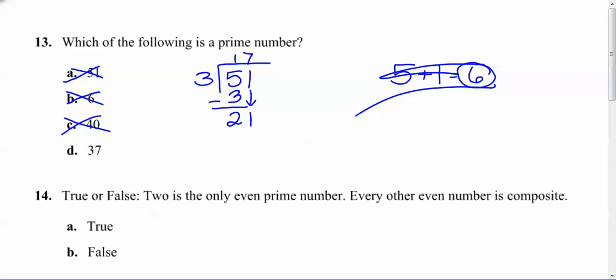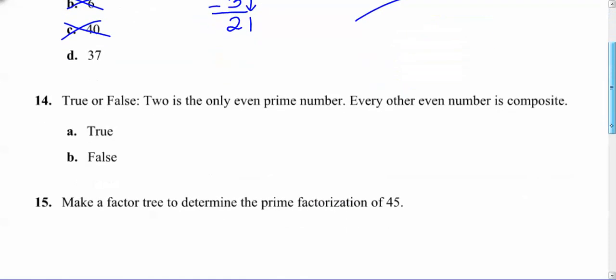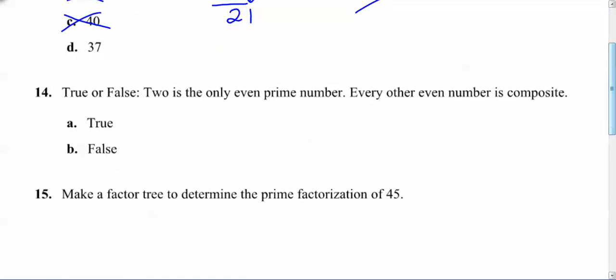True or false, 2 is the only even prime number. Every other even number is composite. That is a true statement because 2 is the only one. 4 has 1 times 4 and 2 times 2, right? So you're always going to have 2 as a factor of every even number other than 2 itself. That kind of got confusing quick, but you get what I'm saying. This was not a commonly missed one. So 2 is the only even prime number.